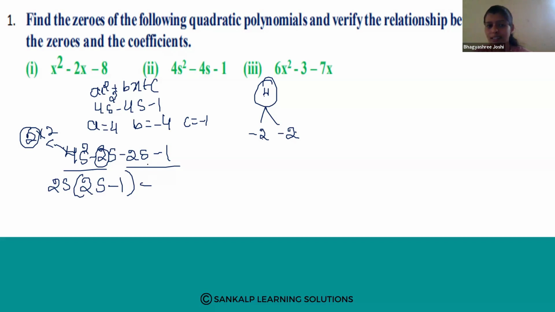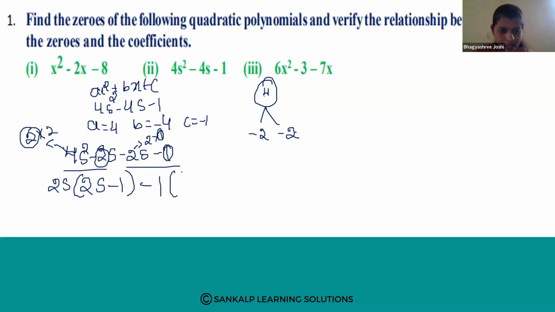So what is common in both? Yes, dear children. 2s minus 1. What is common here? 2 can be written as 2 into 1. So if you don't see anything common, what you are going to write here? Here also 1 is there. Here also 1 is there. Therefore, I will take 1 common.